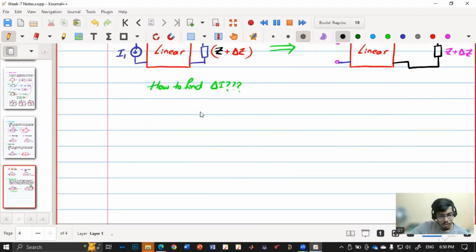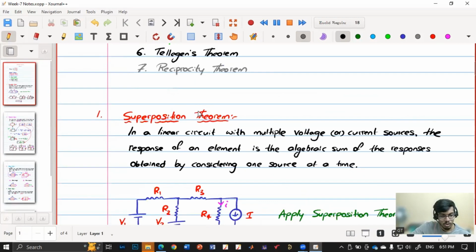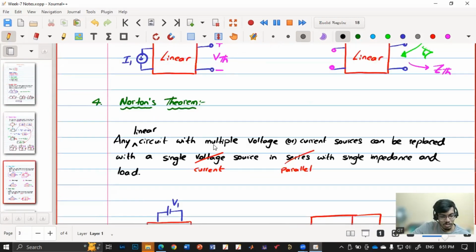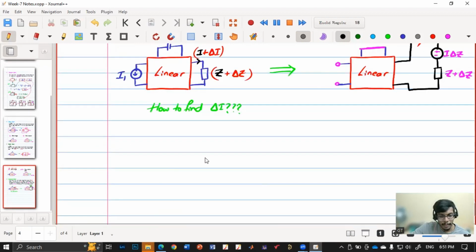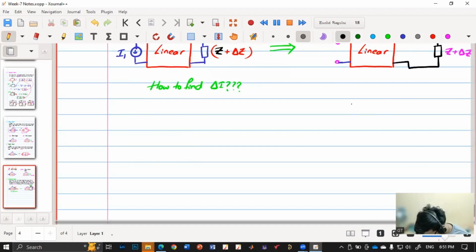Now we'll move on. We have completed 5 theorems. There are 2 more theorems. One is Tellegen's theorem, one is reciprocity theorem. So Tellegen's theorem, the 6th theorem. We are in the 6th theorem.